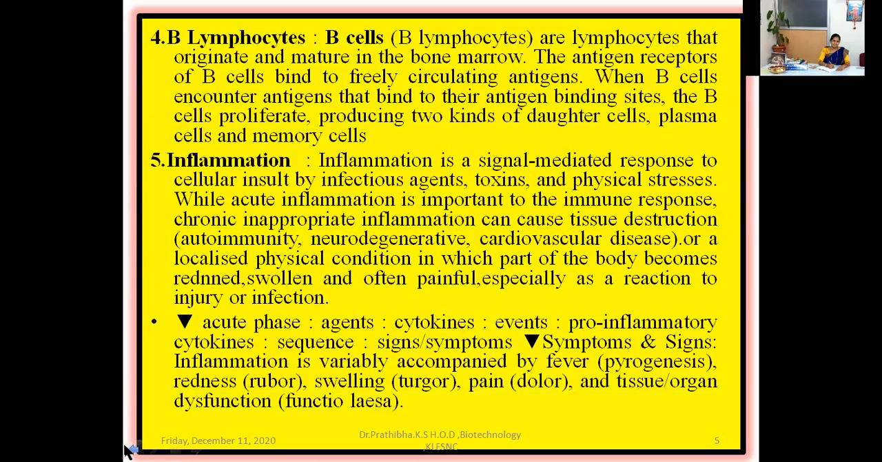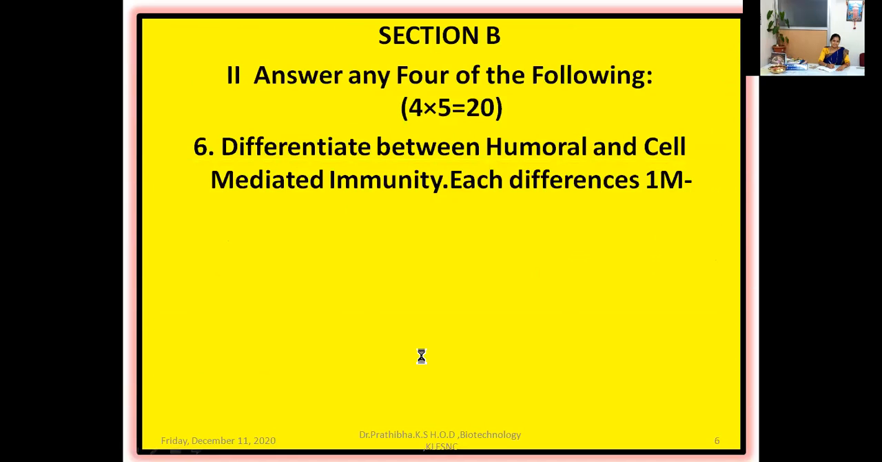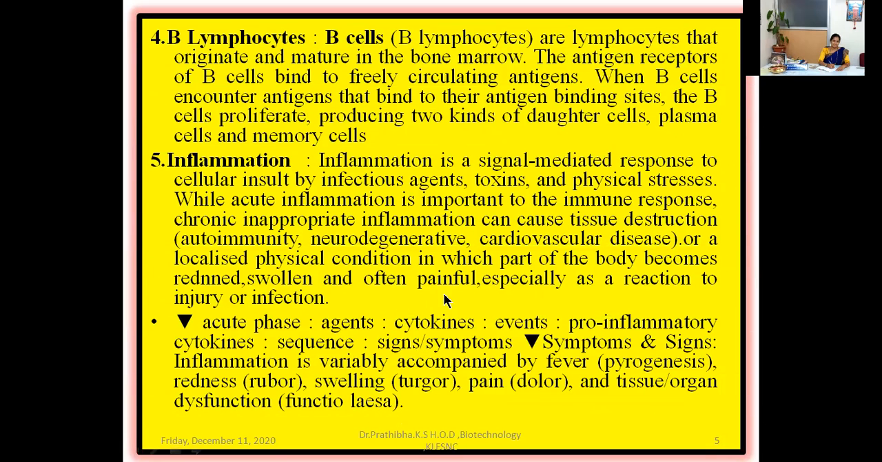The next, fourth question, B lymphocytes. B cells or B lymphocytes are lymphocytes that originate and mature in the bone marrow. The antigen receptors of B cells bind to freely circulating antigens. When B cells encounter antigens that bind to their antigen binding sites, the B cells proliferate, producing two kinds of daughter cells. One is plasma cells, which are responsible during the primary immune response. Another one is memory cells, which are responsible during the secondary immune response.